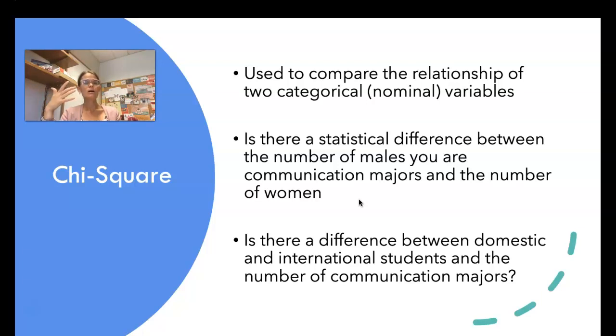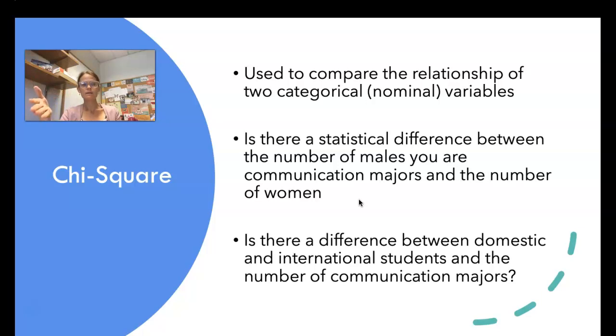If you had a normally distributed sample, for example half men and half women, you would assume that the number of women who were comm majors would be very similar to the number of men who are comm majors. But if you find a difference, let's say for every 100 females, 56 are comm majors, and for every 100 males, 12 are, in your mind you're like, yeah, that's a big difference, but you would need to test that.